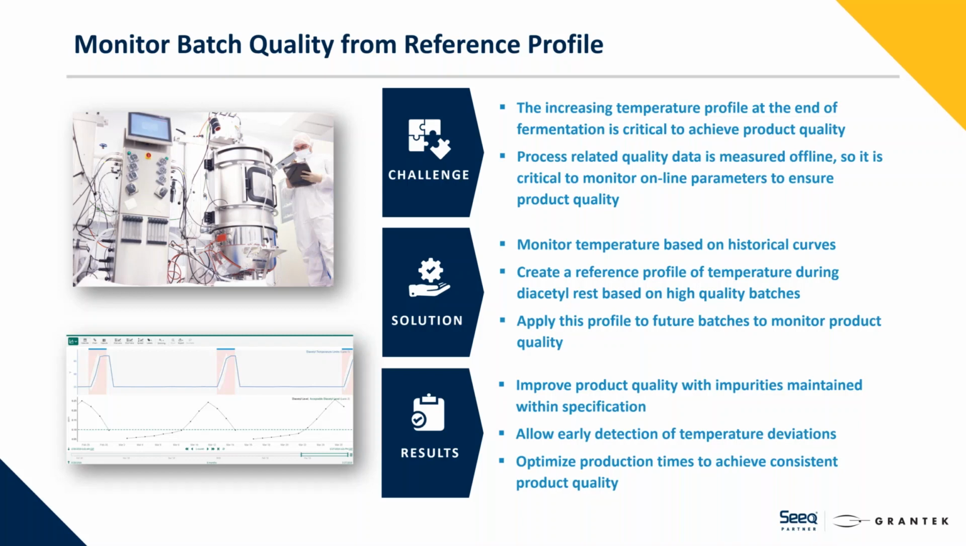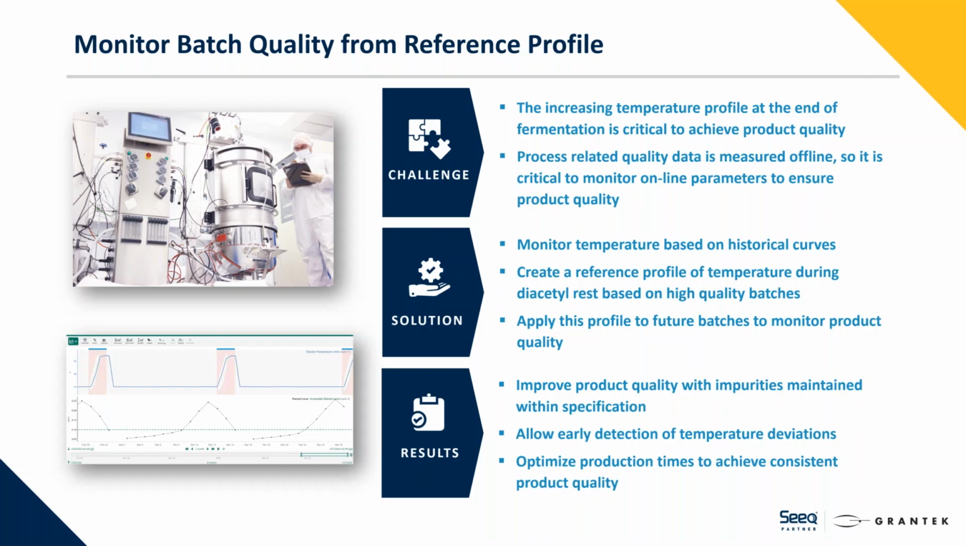And unfortunately, this quality data is actually measured offline, so it's critical to monitor these online parameters to ensure they're inside a particular range so that we don't impact that product quality as we finish out the fermentation. And so what we're going to do is monitor that temperature based on those historical curves, create that golden batch around each time that final operation occurs. And in this case, it's a diacetyl rest phase. And then apply that profile to future batches so that we can predict what that product quality will be and verify that it's within these bounds of what would be acceptable product quality.